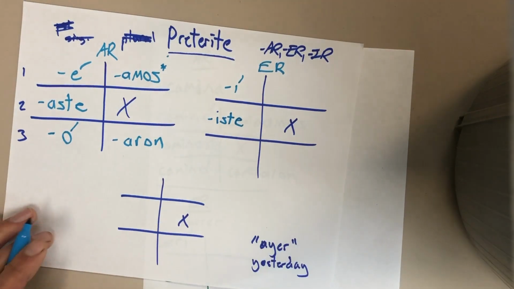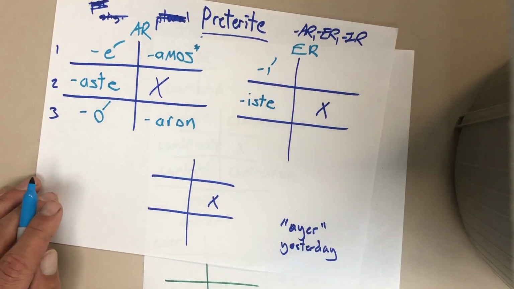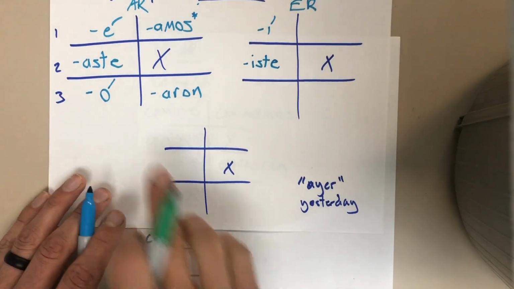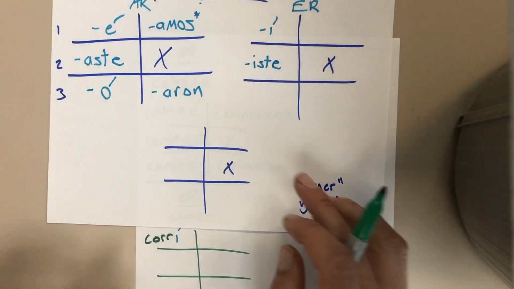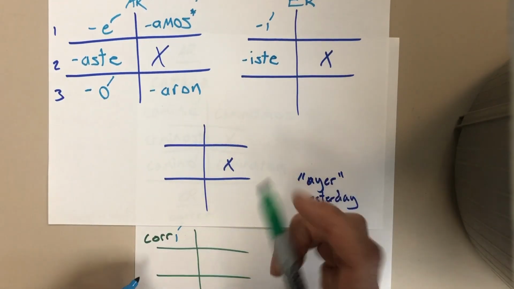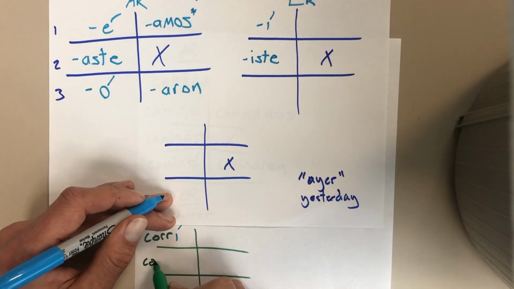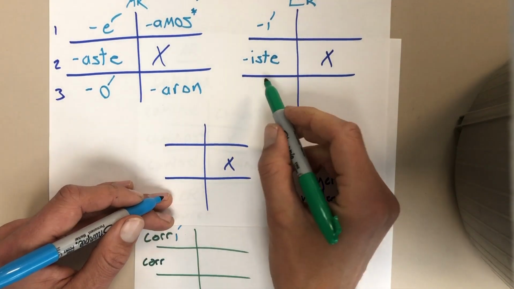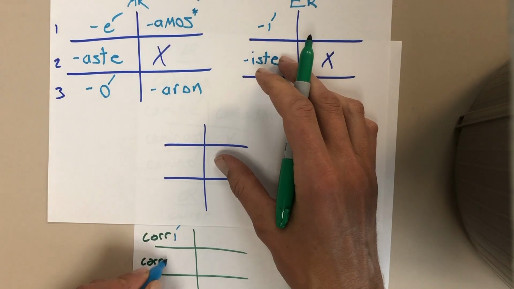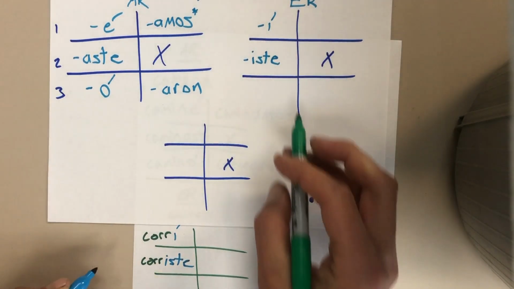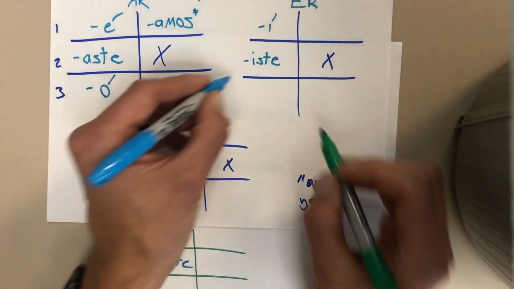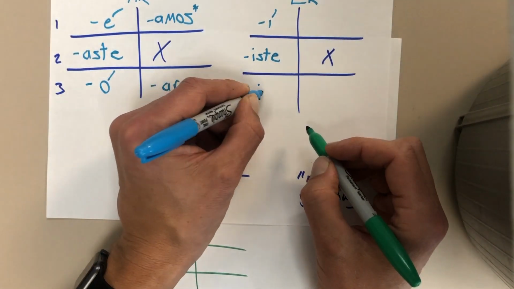The IR has the A. But you don't have to know all that. You just need to know it's past tense. If it ends with an accent mark, it's past tense. For now, that's enough. So you ran yesterday. We'd put cor and then tag that on. Corriste. No accent.